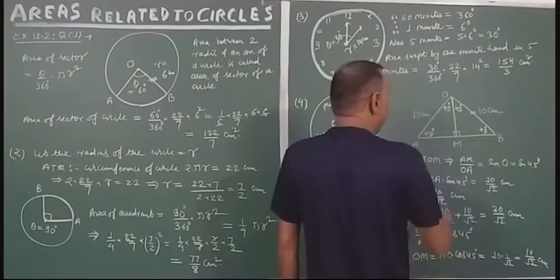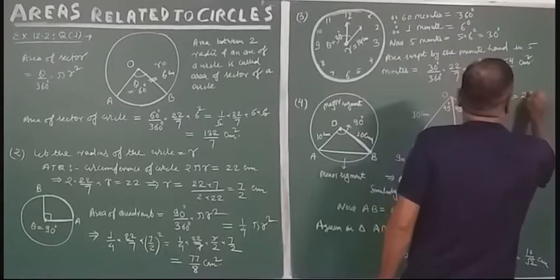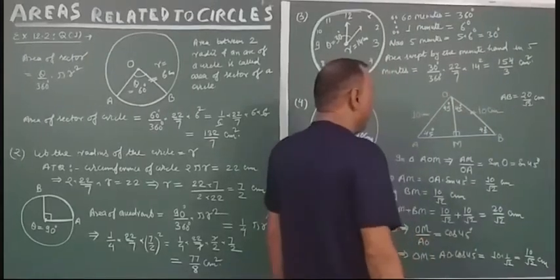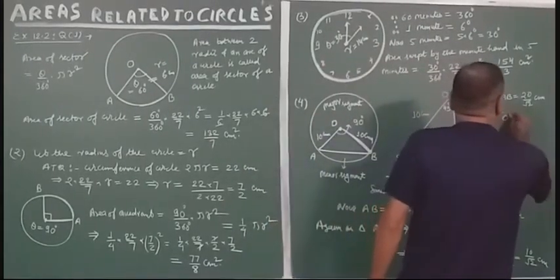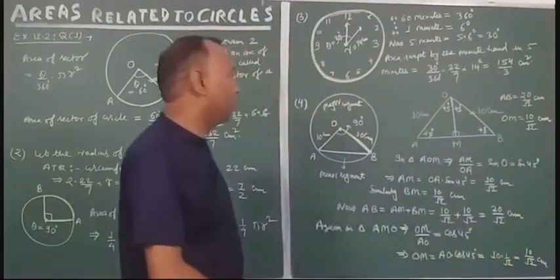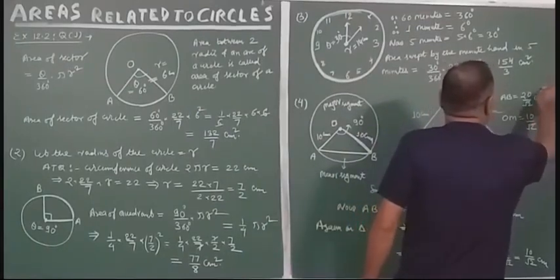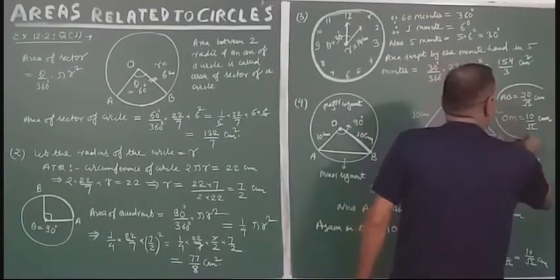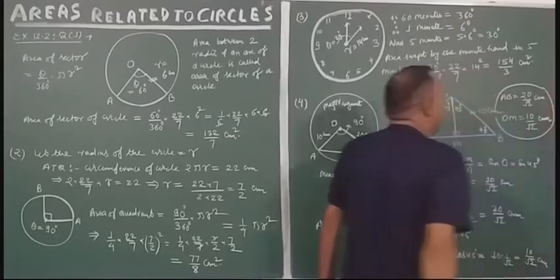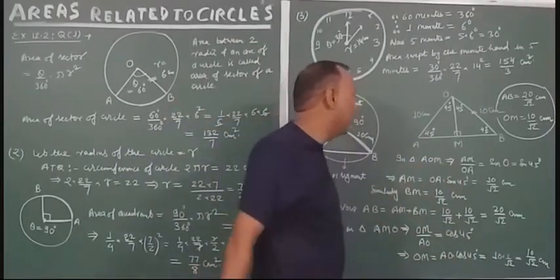So what is the value of AB here? AB is 20 upon under root 2 centimeter and OM is 10 upon under root 2 centimeter. Now we will find the area of this triangle OAB.